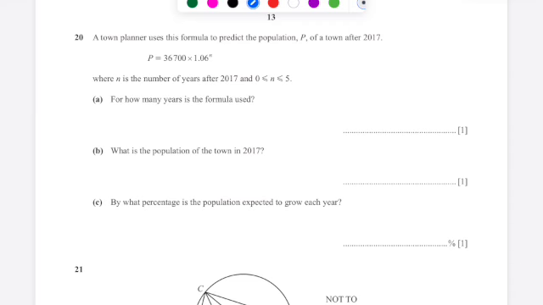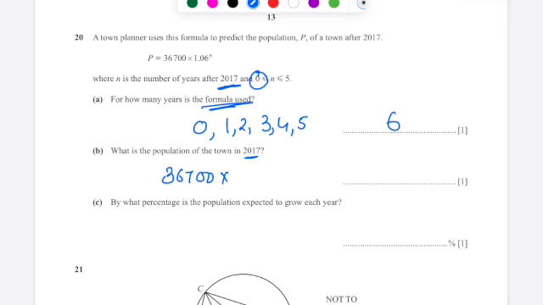Question number 20. A town planner uses this formula. Find how many years the formula has been used, where n equals to 2017. For n equals to 0, 1, 2, 3, 4, 5. So 6 years. What is the population in 2017? 2017 means n equals to 0. 36,700 times 1.06 whole to the power of 0, which is 36,700.